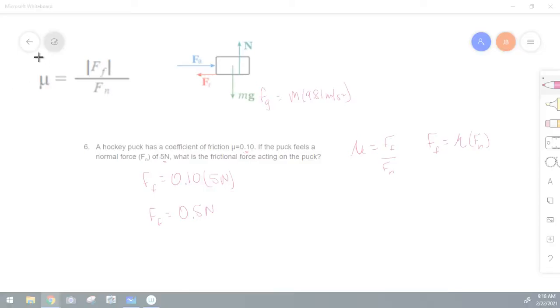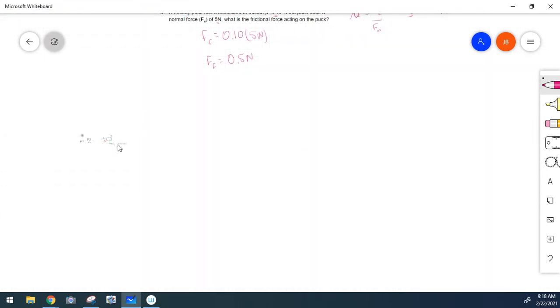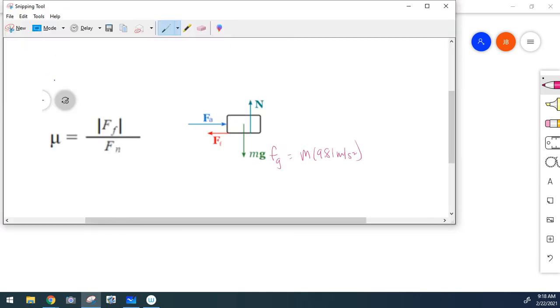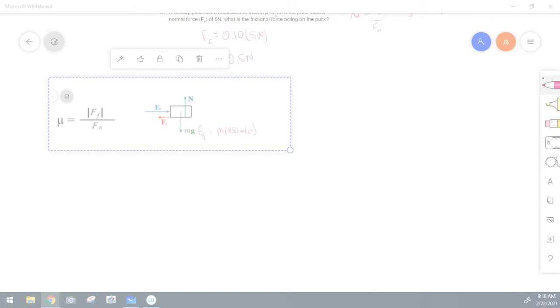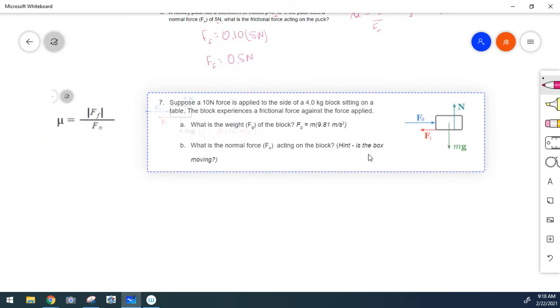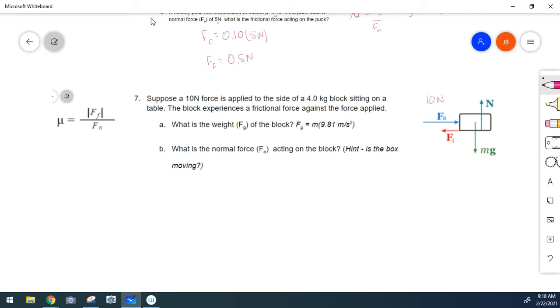Okay, so let's look at number 2. I'm going to recopy that because I think we still need that information in order to do the next one. The next one has a couple of different steps, so let's just start at the beginning. It actually has that diagram already. Suppose there is a 10 newton force applied. This is actually this force right here, 10 newtons. It's the applied force to the side of a 4 kilogram box. So the box is 4 kilograms, sitting on top of a table. The block experiences a frictional force against the force applied. That's this force right here. What is the weight, or the Fg, of the box? This is this one right here.